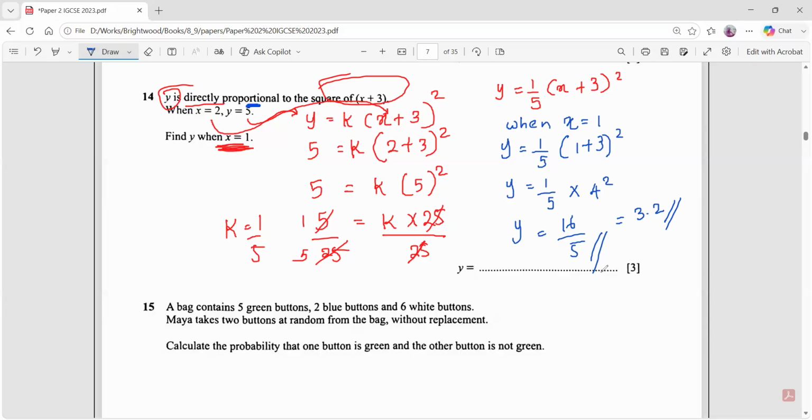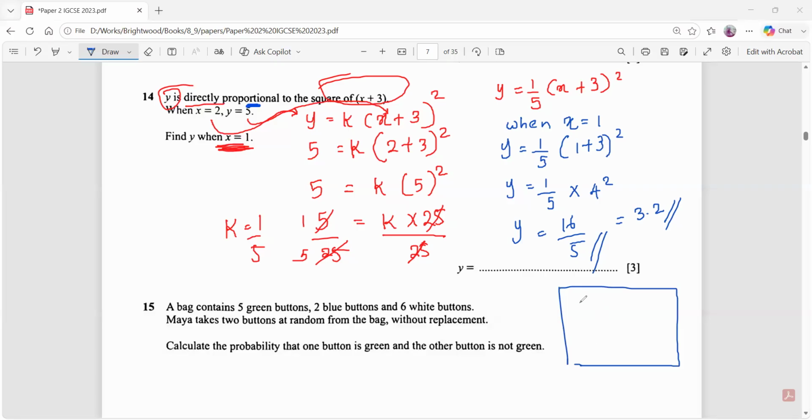And next thing, a bag contains 5 green buttons, 2 blue buttons and 6 white buttons. Maya takes 2 buttons randomly from the bag without replacement. Without replacement means if I take one button the first time, the second time you cannot take the same button. Clear? Look here.